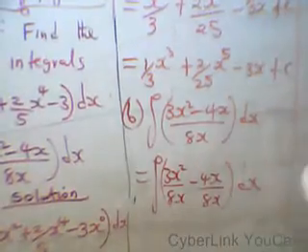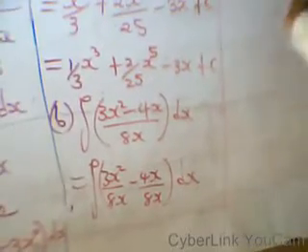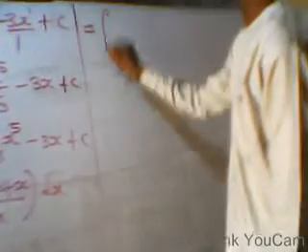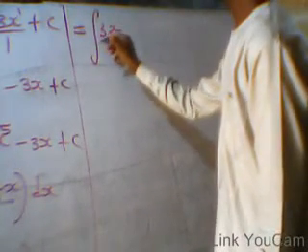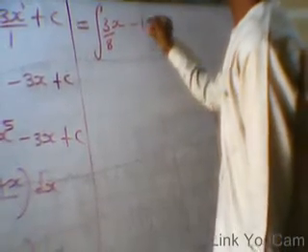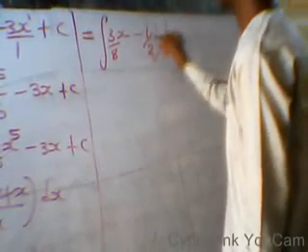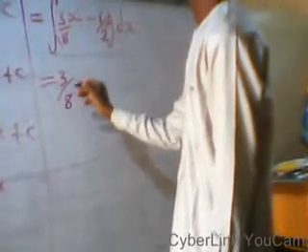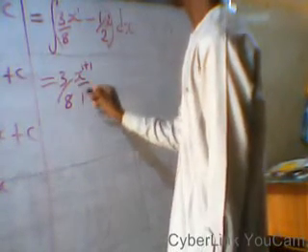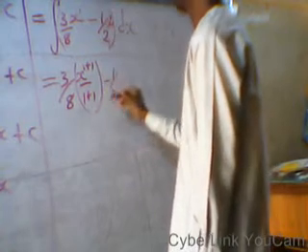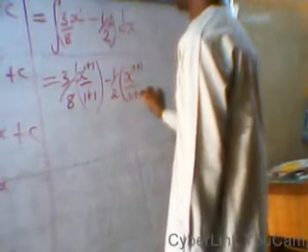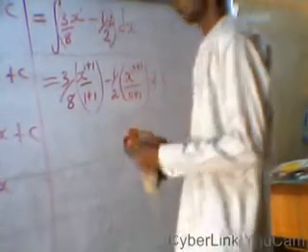So what we are going to have now is the integral of 3x all over 8 minus 1 all over 2, dx. And this is equal to, of course, raised by 1. This is x raised by 0, if I like. So this will now be what? 3 all over 8, x raised by 1 plus 1, all over 1 plus 1, minus 1 over 2, then x raised by 0 plus 1, all over 0 plus 1, then plus c, where c is the constant of integration.